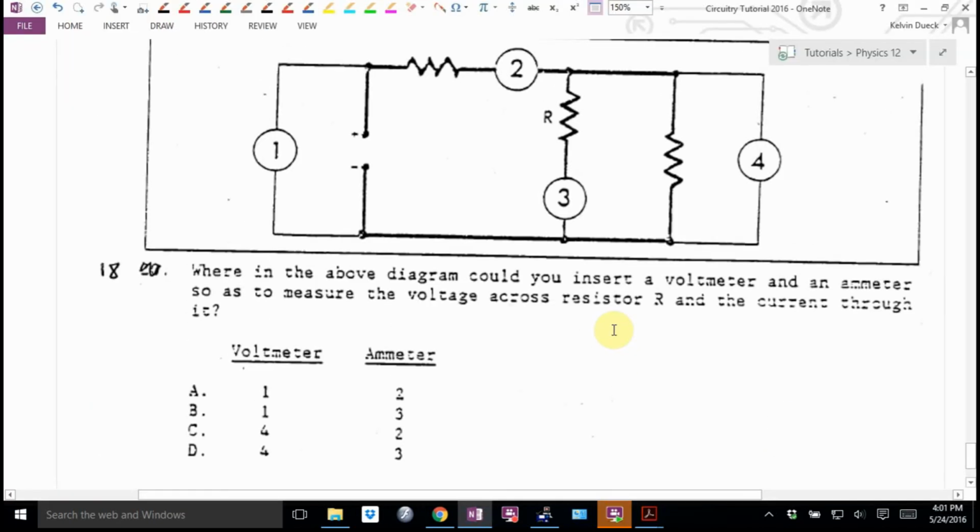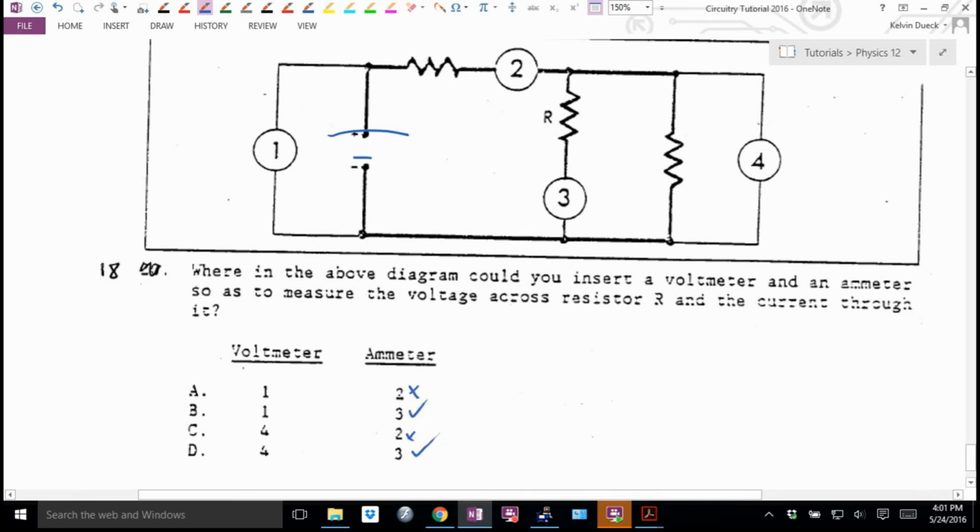Hazel. Okay. So here's a circuit. The battery looks like it's there. For some reason, that's kind of vanished over the years. It says, where would you insert a voltmeter and an ammeter to measure the voltage across resistor R and the current through it? Let's do the ammeter first. What would measure the current going through resistor R? 3. And ammeters are placed in series because you have to force the skiers to go through them. So no, yes, no, yes.